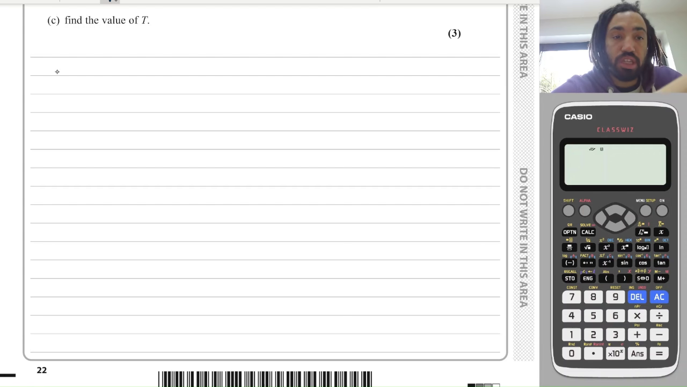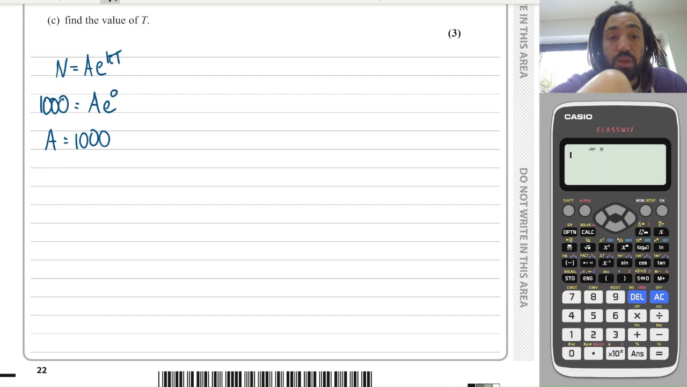So I'm going to use the model which was n equals a e to the kt, and I know that there are 1,000 when the time is 0, because they said initially there was 1,000, which tells us that a is equal to 1,000. I also know that there were 2,000 because it doubled the population, and a we said is 1,000, and that was when t is 5, so 5 times the k. Dividing both sides by 1,000 gives me 2 equals e to the 5k.